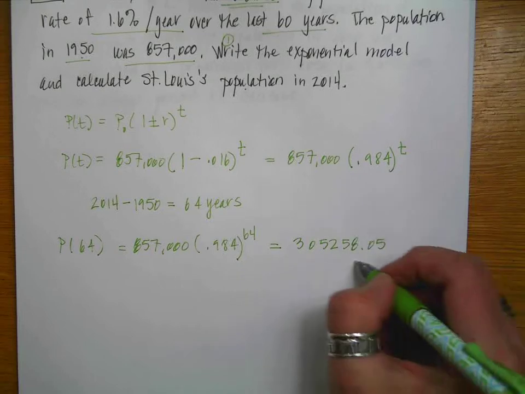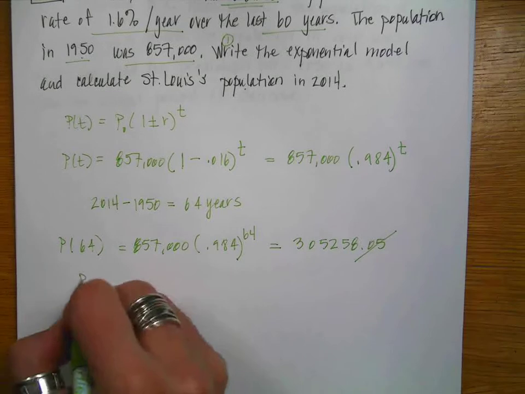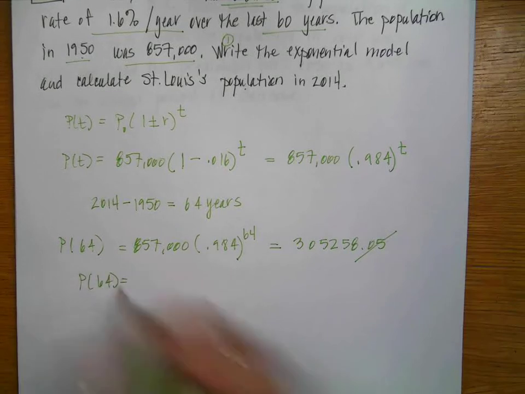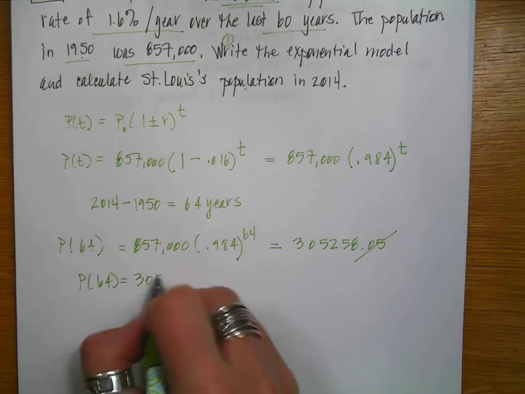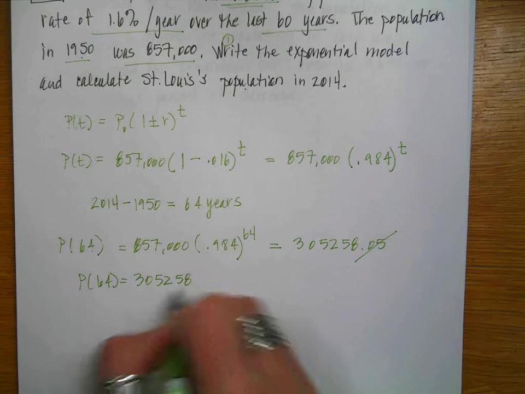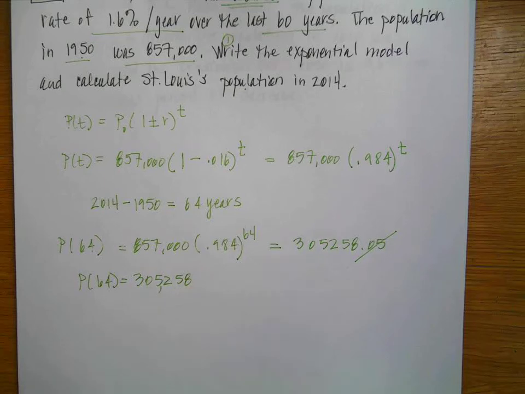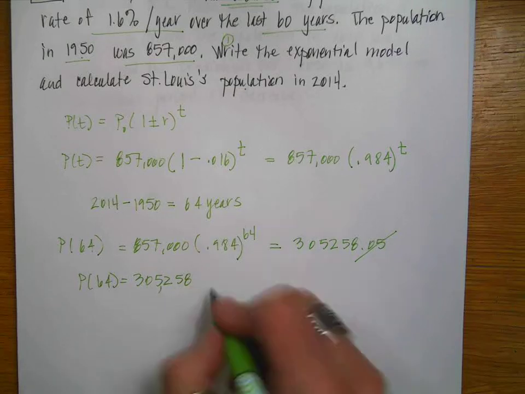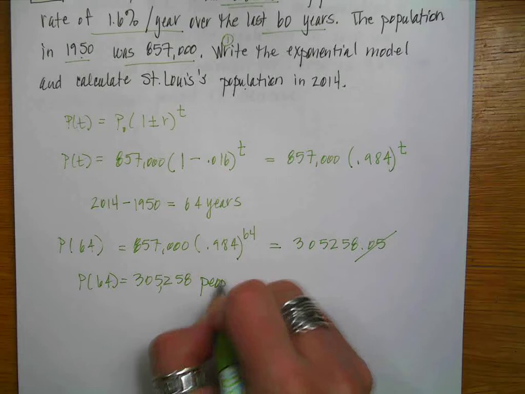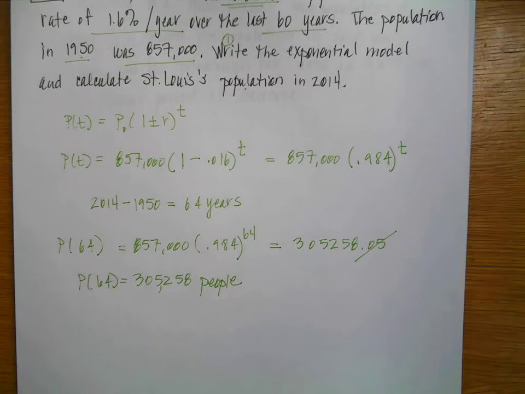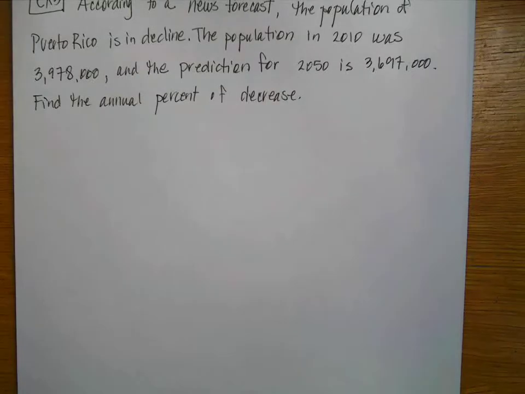305258.05. We can't have 0.05 of a human, so I'm going to say that P of 64 is 305258. I'm going to round down to the next whole number, and then I'm going to include my units, which are people.